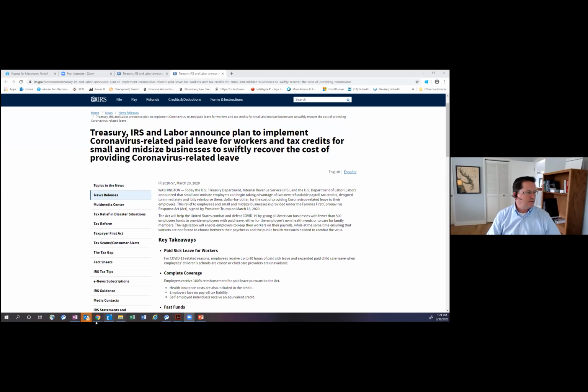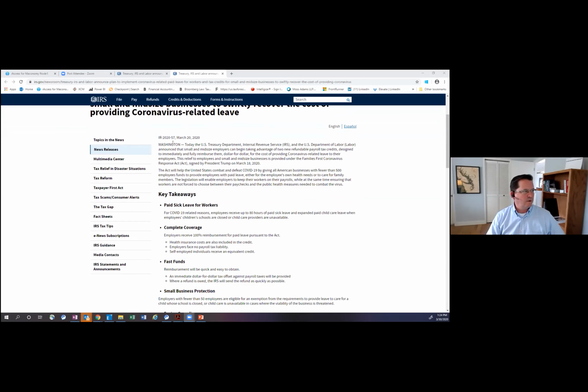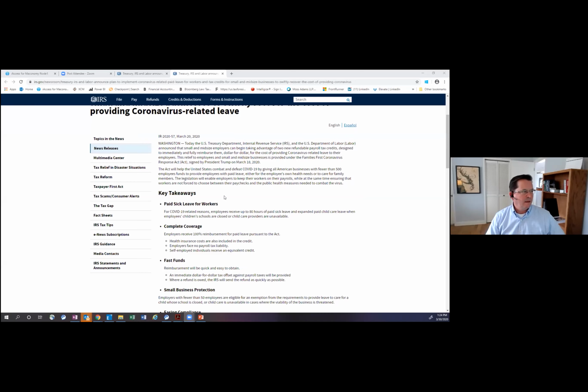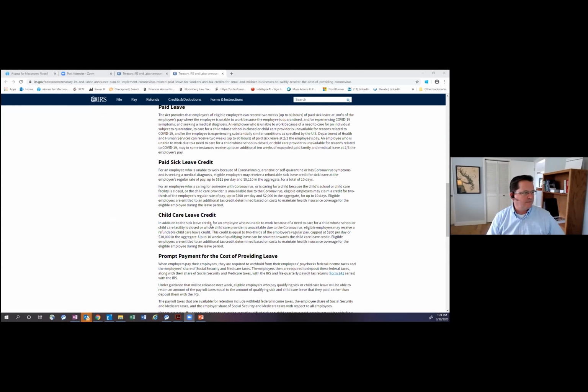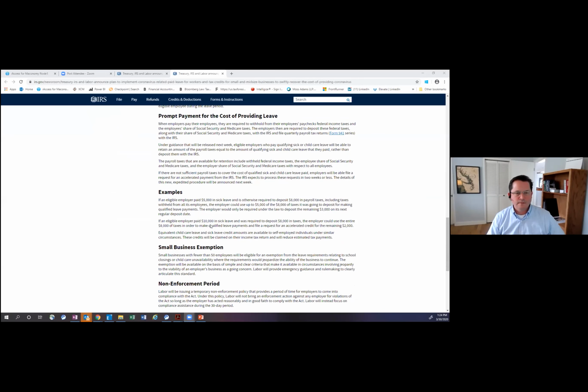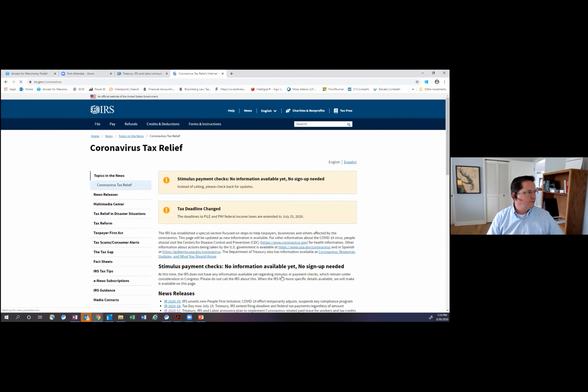Yeah, so there's the IRS website. And what's their identifier on this? I think you can just go onto the website and type COVID, but this is their release 2020-57. Here it is. And they've got the key takeaways up above, but then as you go down below, it gets into the very specific examples. It's got a non-enforcement period, and then they've got their link to their tax relief website. Perfect. And that will take you to this page.